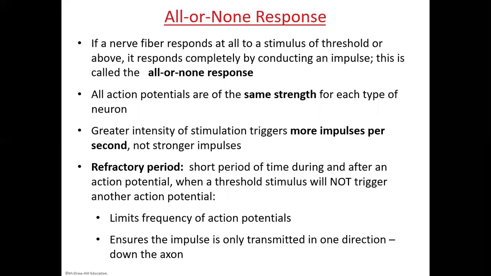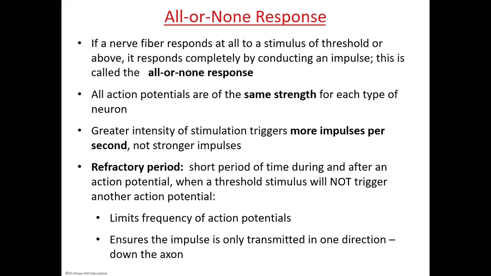All action potentials are of the same strength for each type of neuron. But if the stimulation is more intense, then that triggers more impulses, but not a stronger impulse. So basically the ions that move back and forth only have this one charge and only have this one speed. But what can change is how many times you send the signal.